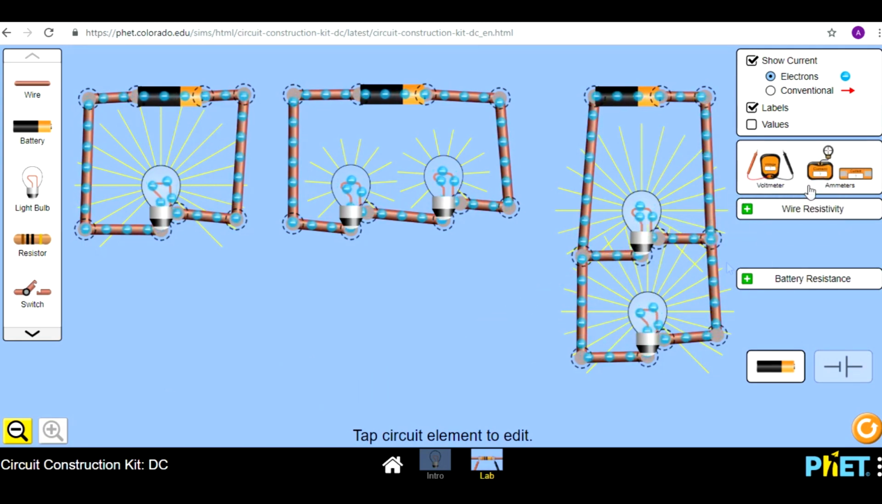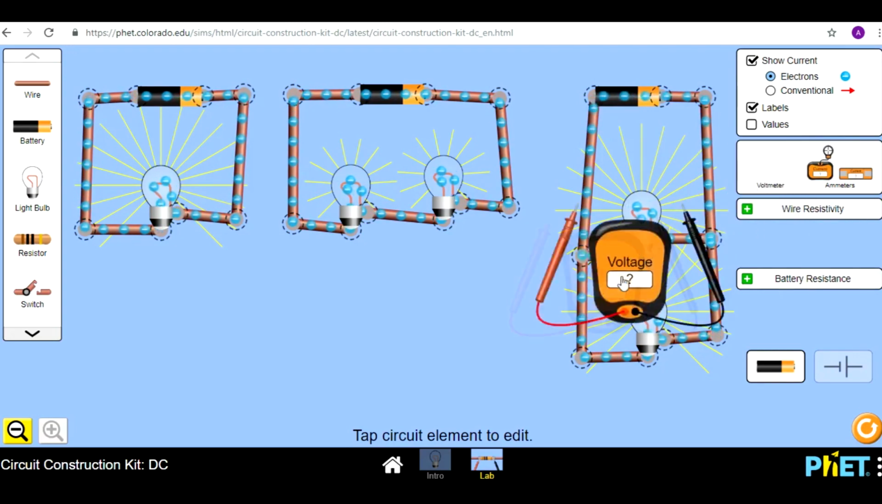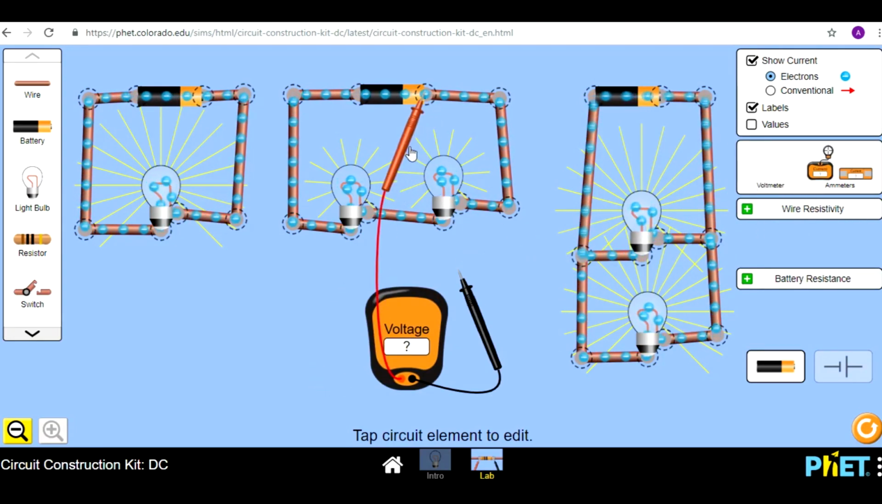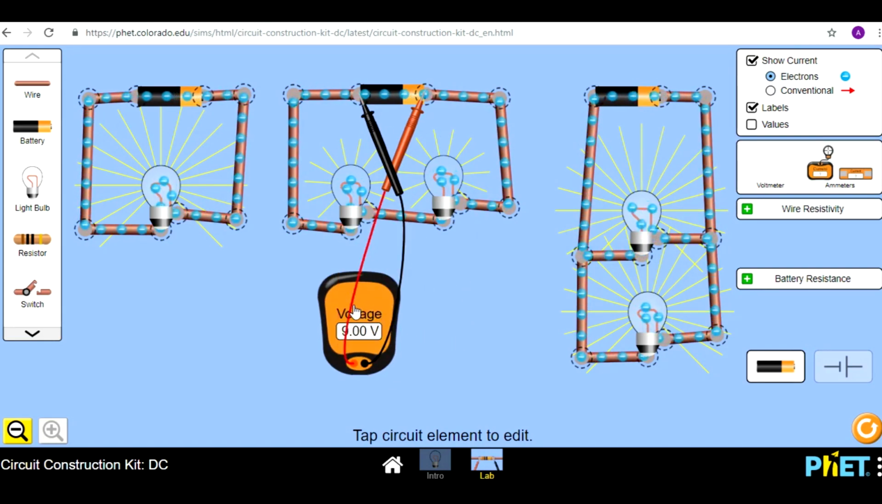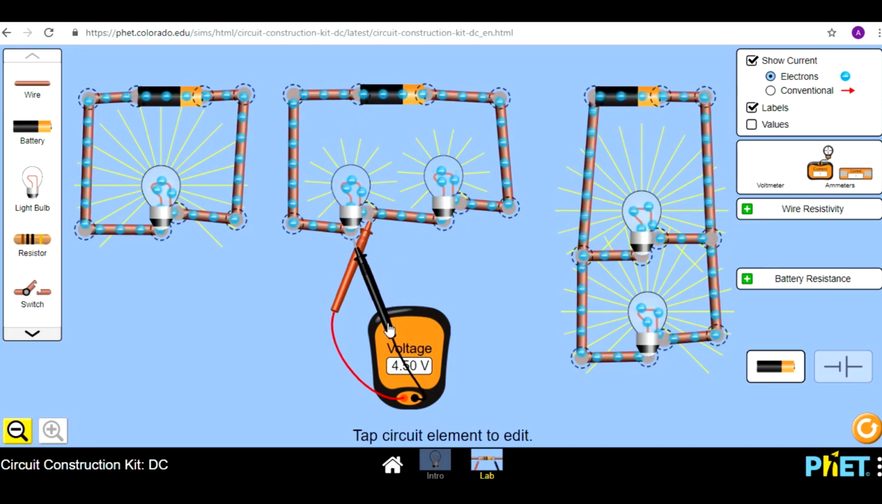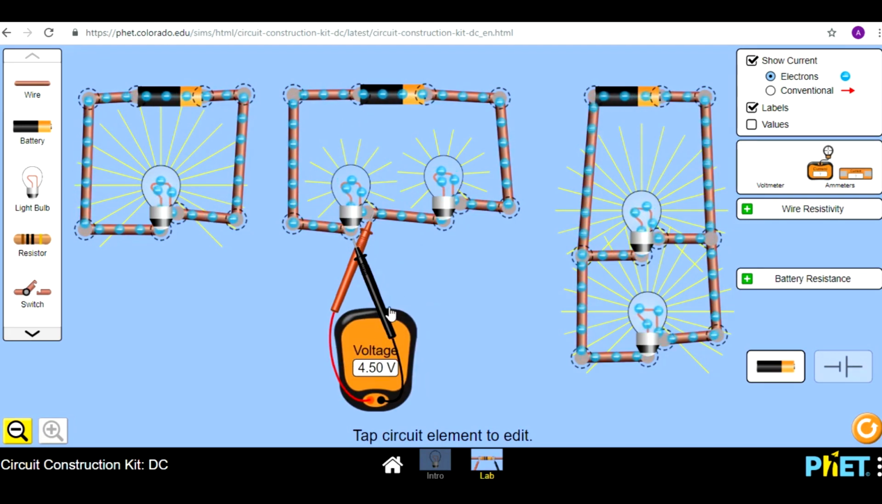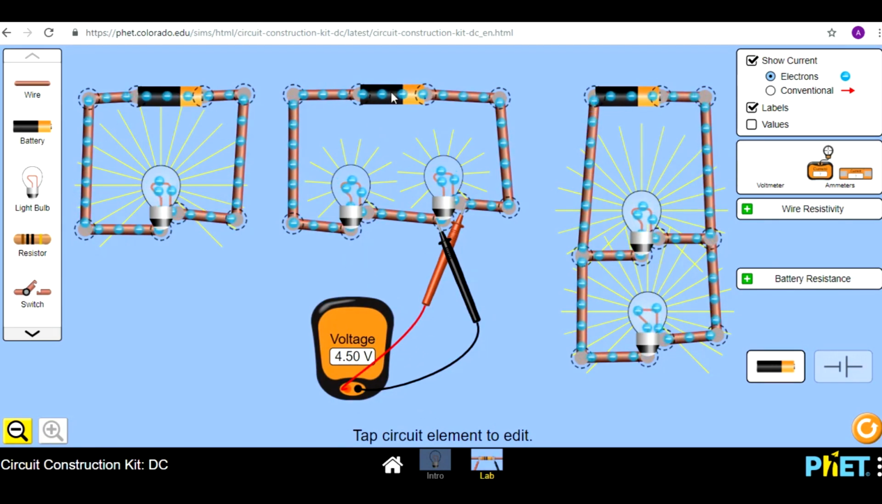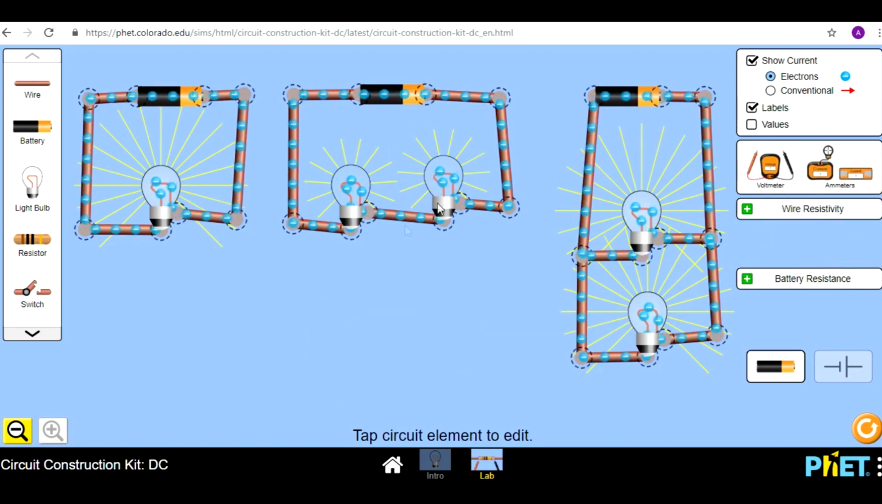Okay, let's just put this away and let's measure the voltage. So before, let's just make sure that it's the same cell with the same voltage, and it should be 9 volts. As you can see, it's 9 volts. Now, let's just see how many volts across each bulb. Okay, it's 4.5 volts on this one, and 4.5 volts on that one. So each bulb is basically taking half of the voltage of the cell. That's quite interesting, isn't it? So that's why they call a series circuit a voltage divider.